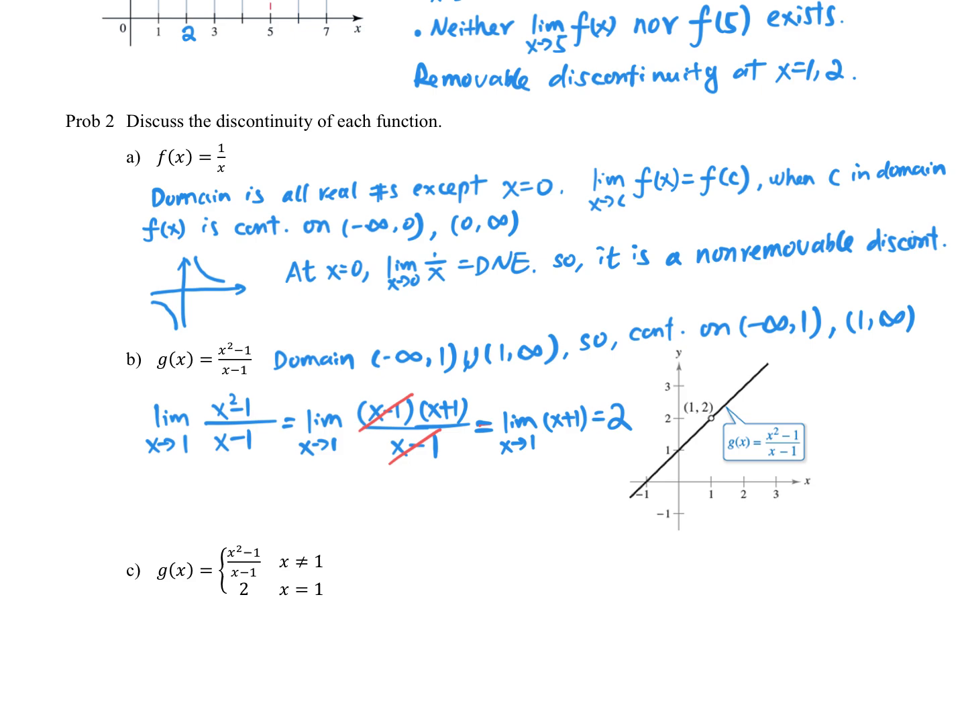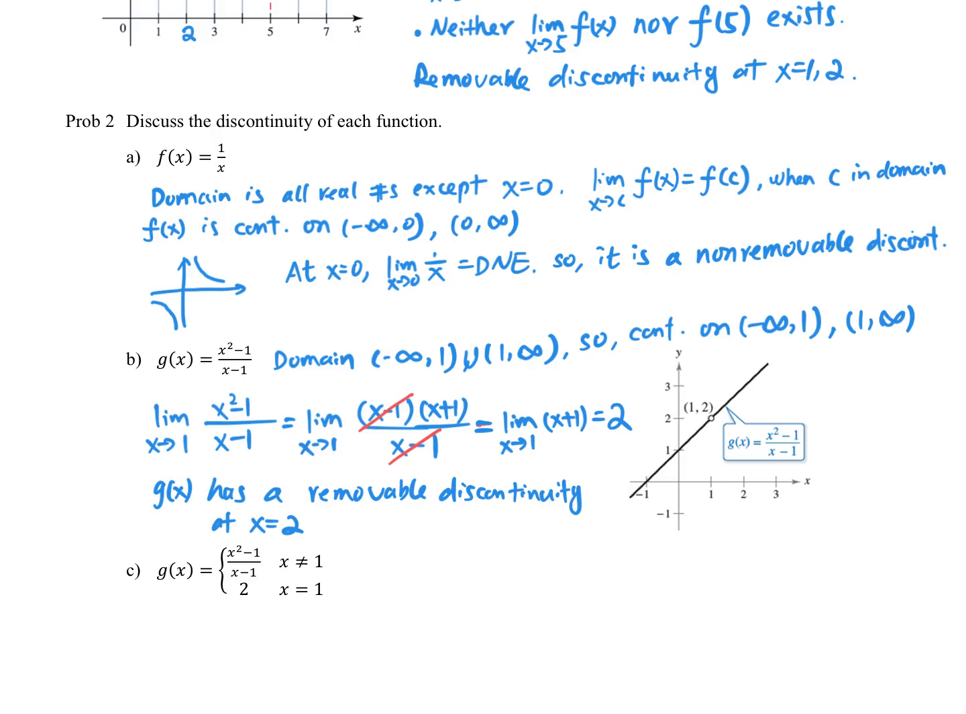In other words, the limit exists, but the function is not defined when x is equal to 1. Because the limit exists, we can conclude that g of x has a removable discontinuity at x equals 1.